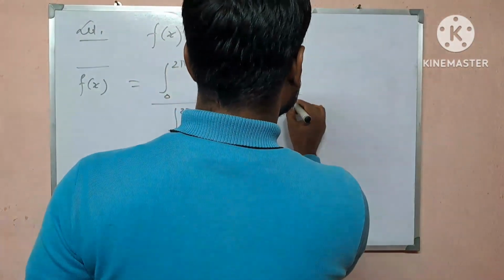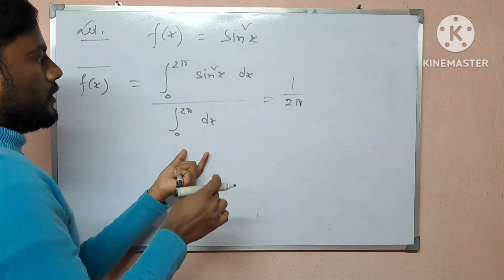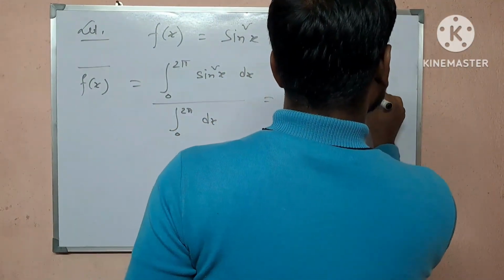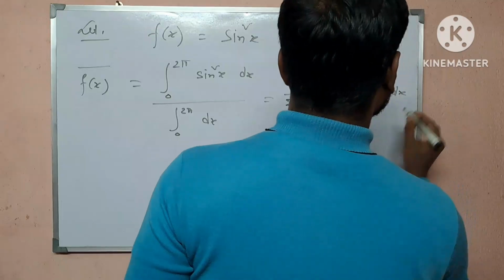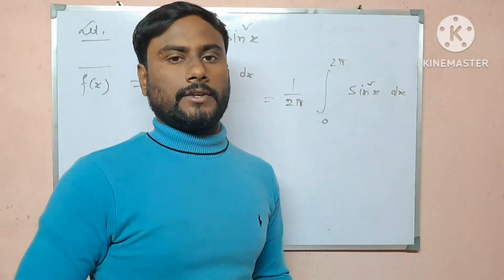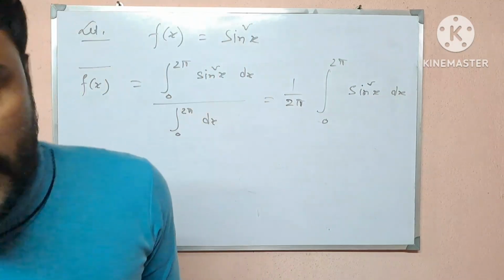It will be 0 to 2 pi. So the denominator will be 1 by 2 pi and 0 to 2 pi sine square x dx. Now there is no direct formula for the integration of sine square x. That is why you have to use a little formula.